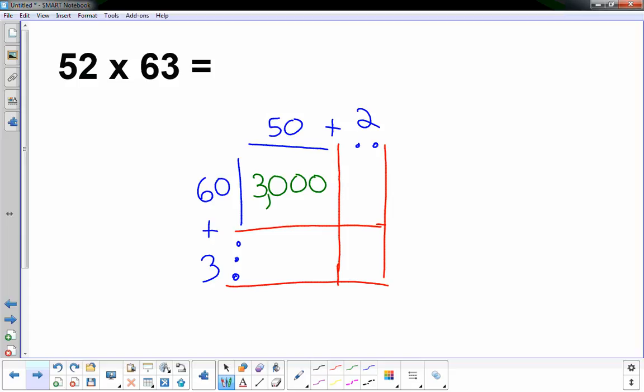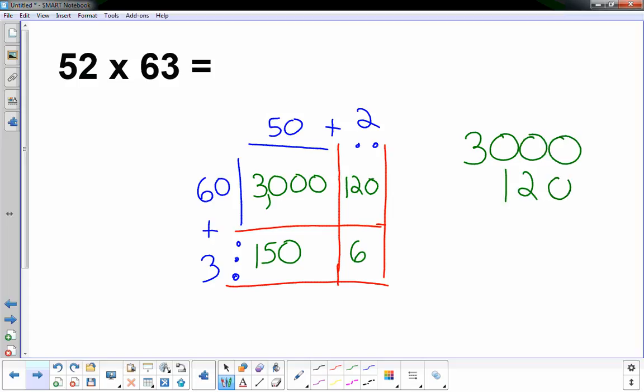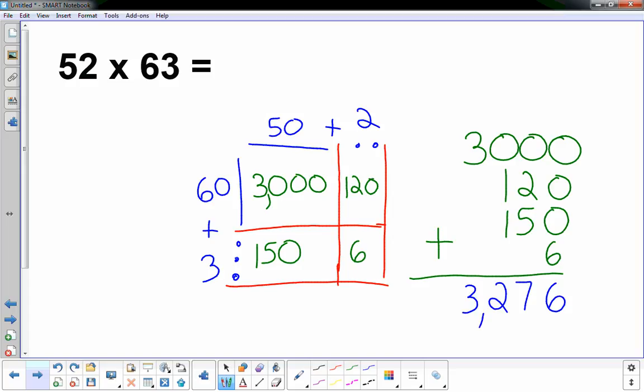Upper right-hand corner, 60 times 2, that's just 2 60s, right? 120. Hope you know that. Lower left-hand corner, 3 times 50. 3 times 5 is 15. There's a 0 in the 50, so it's 150. And 3 times 2 is 6. I'm going to add those partial products over here. And a 6. Add them up. Hopefully my math is correct. 3,276.